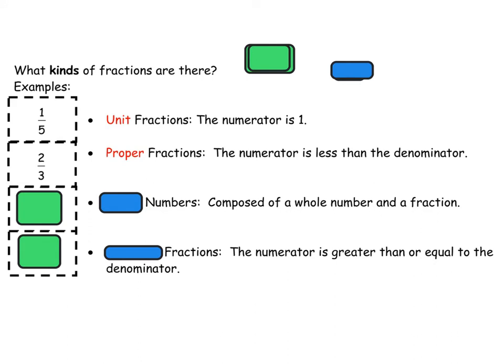Another kind of fraction is mixed numbers. Now, I know it's called mixed numbers, but they're still a fraction. Mixed numbers are composed of a whole number and a fraction. One example would be 5 3/4.